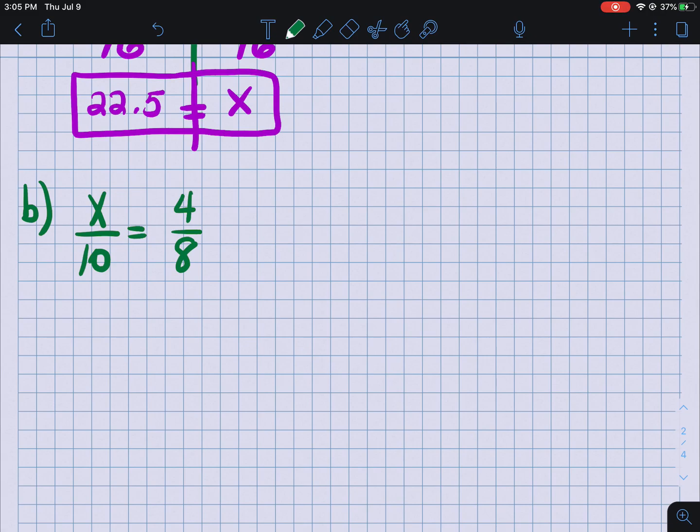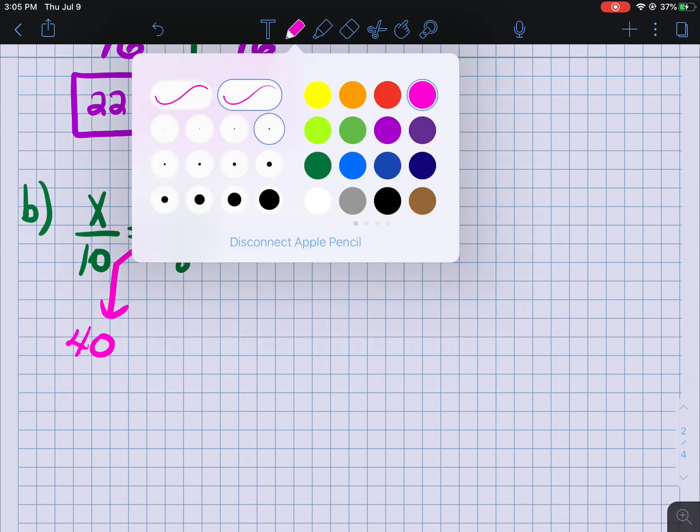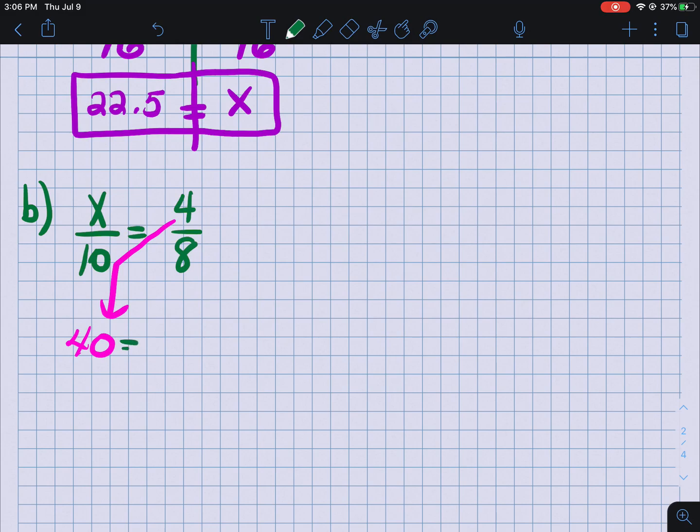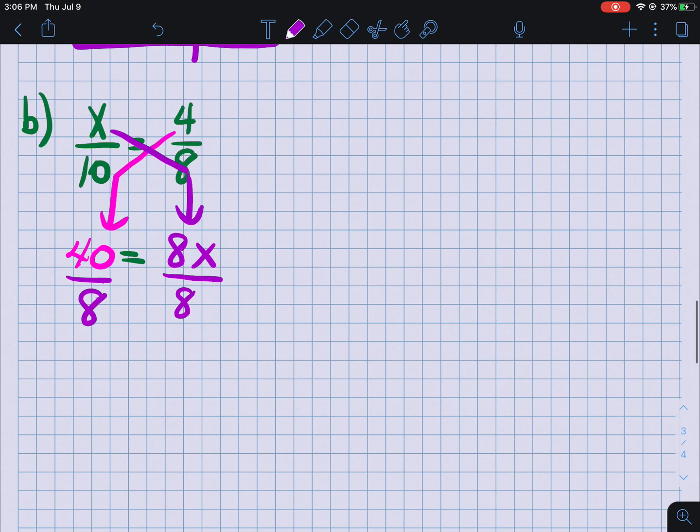Okay, so here's what you should have done. You should have done 4 times 10, which is 40, equals 8 times x, which I want you to write as 8x. Then you should divide both sides by 8 after you went through your checklist, and you should have got x equals 5. Or 5 equals x means the same thing.